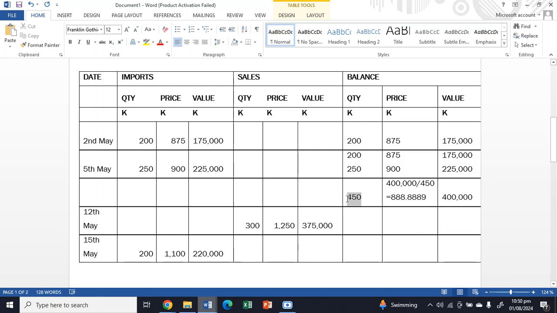So we had 450 goods, we've sold 300 of them. So it means we've remained with 150 goods valued at 888.8889. So we're going to say 150 multiplied by 888 point. Okay, we're going to have 133,333.34.